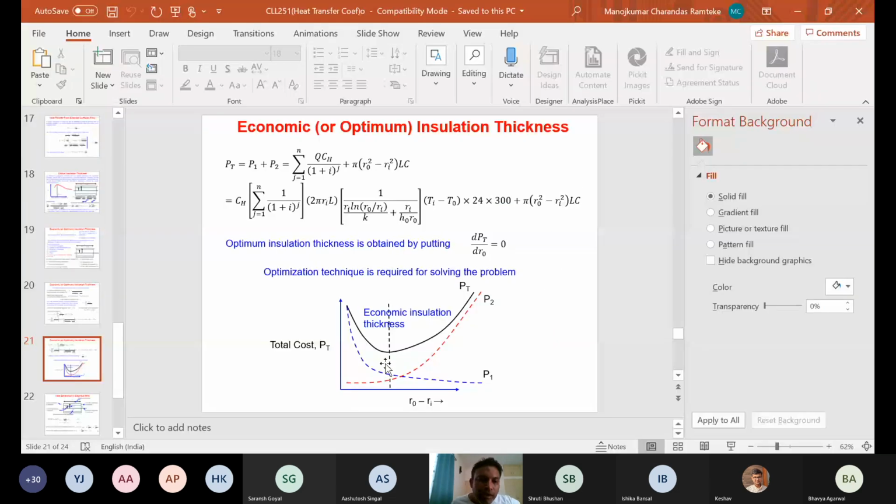Okay, is it clear to everyone? If you are not able to understand many things here, the next tutorial is on this. So probably you will appreciate the concept of this economic insulation thickness more in the tutorial. So we stop here unless you have any doubt, any question to ask.